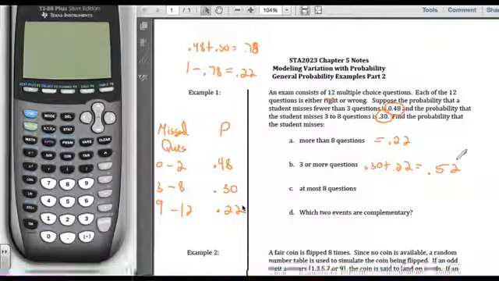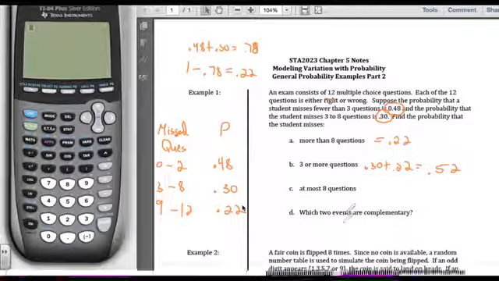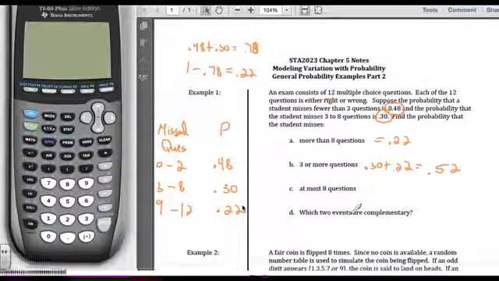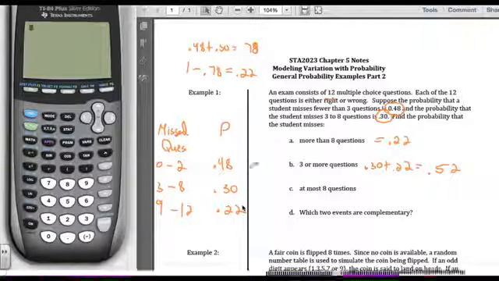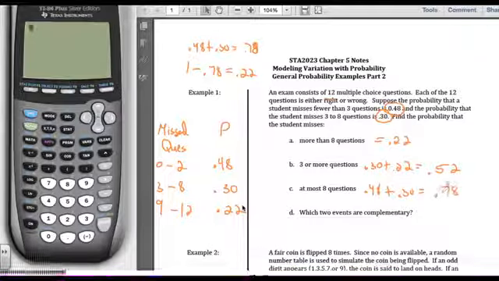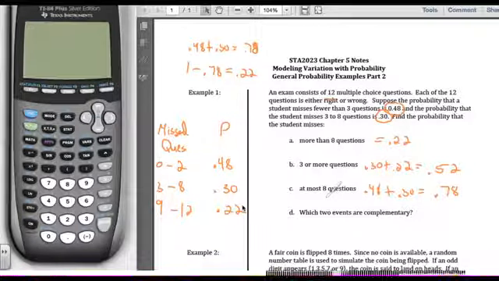And finally, regarding probabilities, C asks, what's the probability that a student misses at the most 8 questions, or 8 questions maximum missed? So no more than 8. So a student can miss 0 questions, 1, 2, 3, 4, 5, 6, all the way up to 7 and 8 questions. It's really these first 2 rows together. The 0.48 plus the 0.30, which is 0.78. At the most means that number and below, so 8 and below.